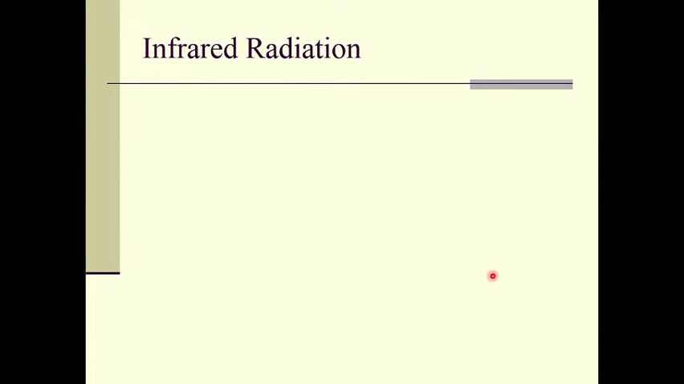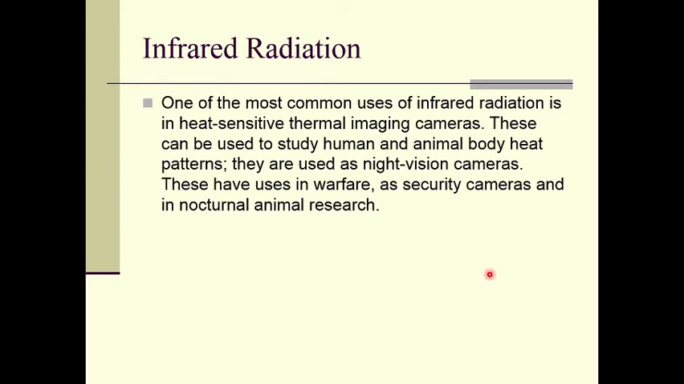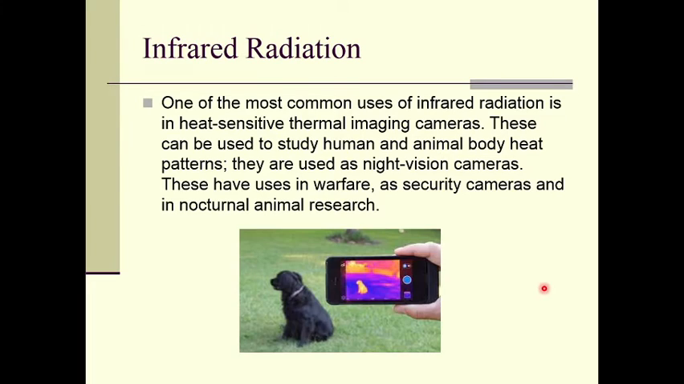Let us now move to infrared radiation. One of the most common uses of infrared radiation is in heat sensitive thermal imaging cameras. This can be used to study human and animal body heat patterns. They are used as night vision cameras. These have use in warfare, as security cameras, and in nocturnal animal research.